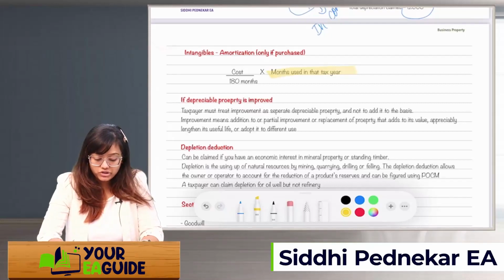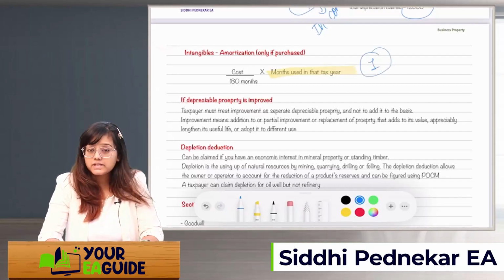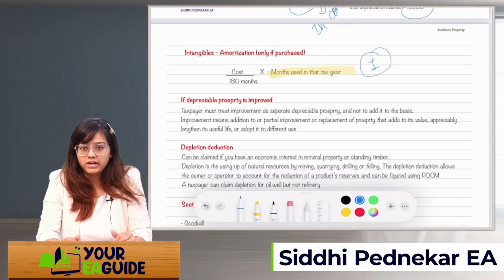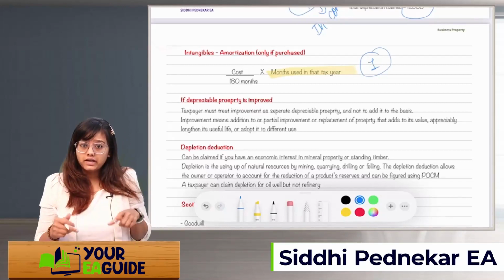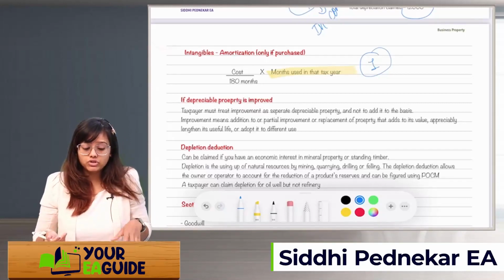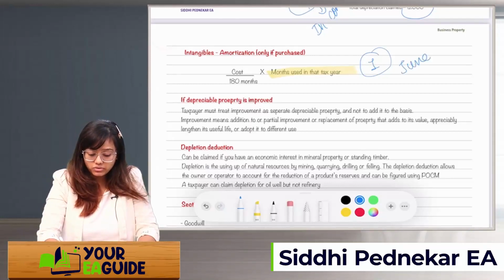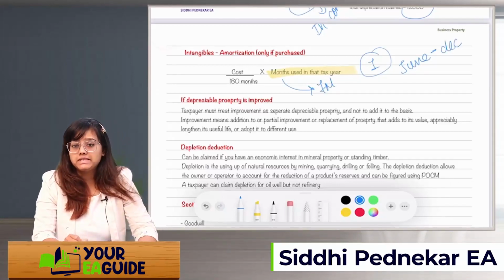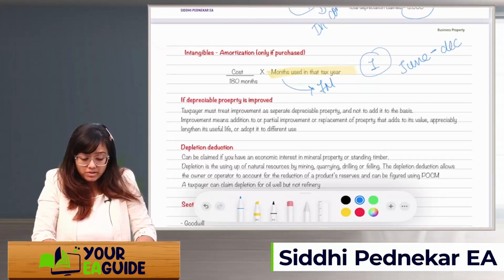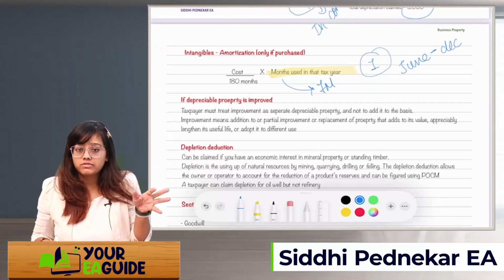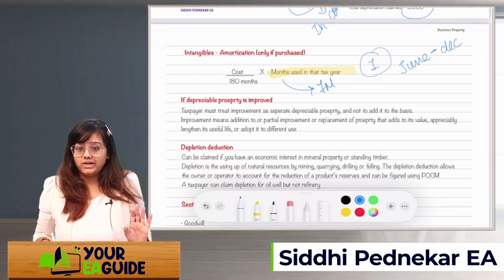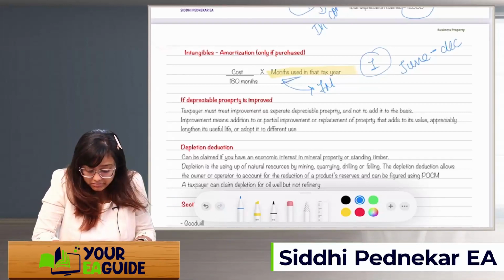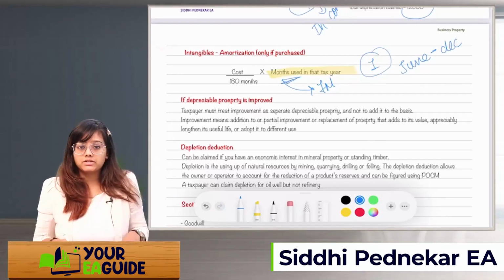There will be one question from this topic. Simple, just take the cost, divide by 180 and see in the current year how many months you have used. For example, if the asset is purchased in June, then you will have to multiply it by 7 months. Don't forget to multiply it by 7 months. People make this common mistake. They just take the cost, divide by 180 and that is the answer. No, you will multiply it by the months used in that particular tax year.